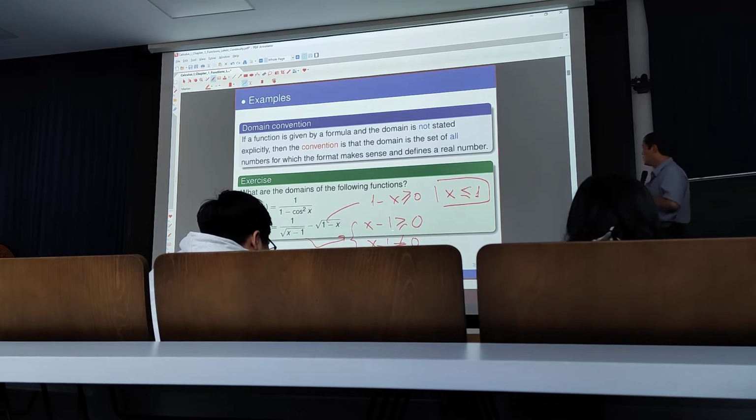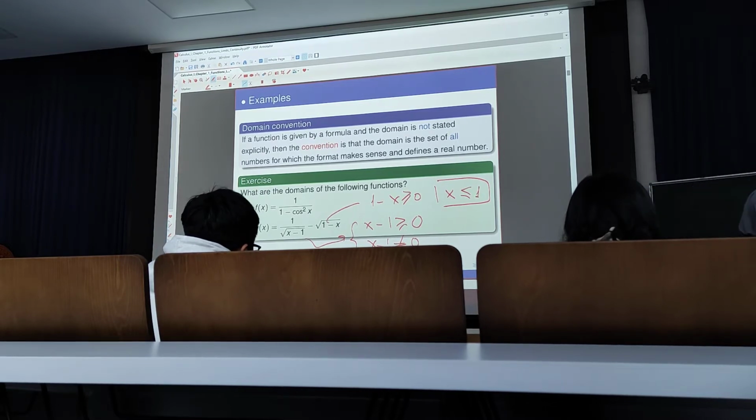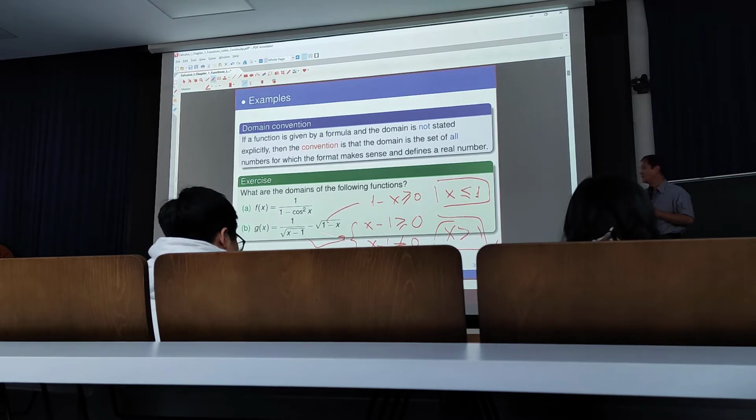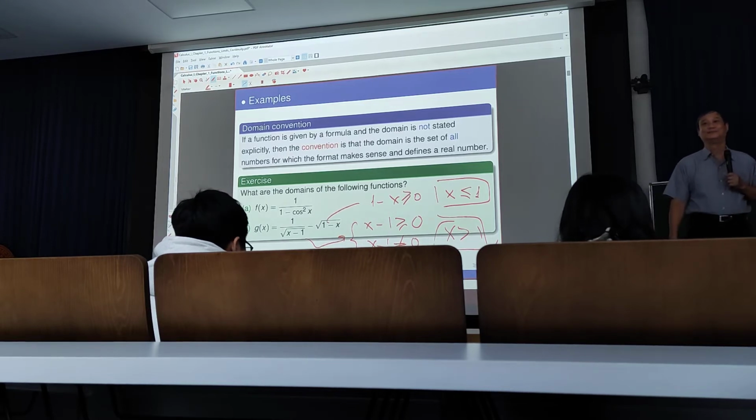Okay? So it means that x minus 1 bigger than 0, or x bigger than 1. Right? So it means that x bigger than 1. Combining these two, you have nothing. That's why this function is defined nowhere. You cannot have such a function. Right?